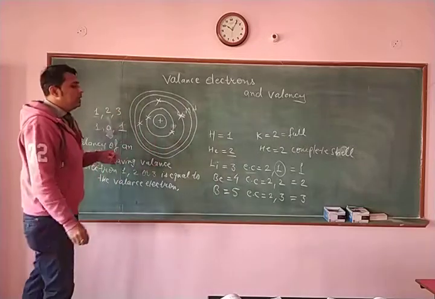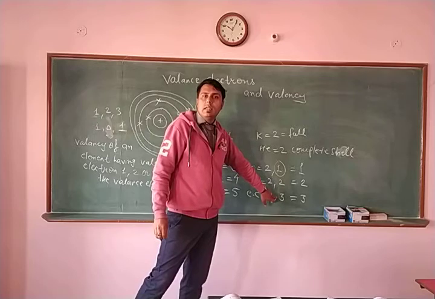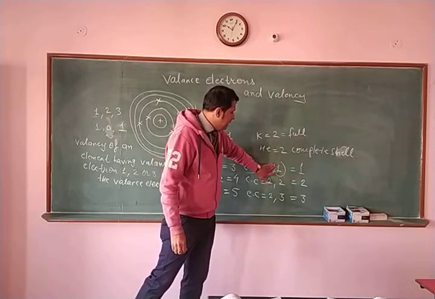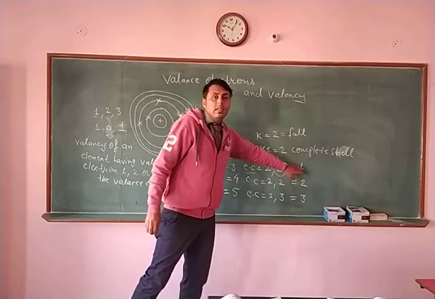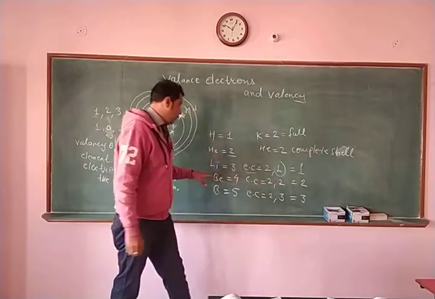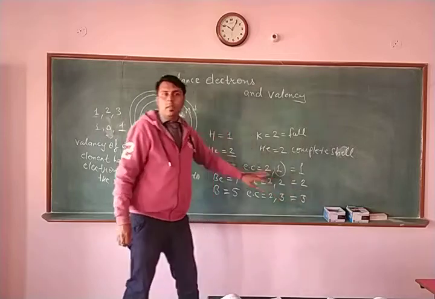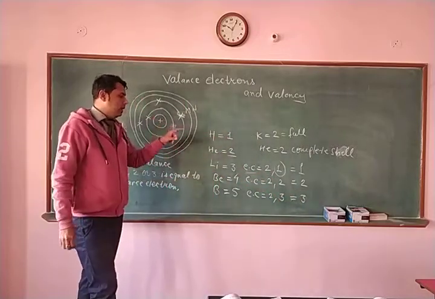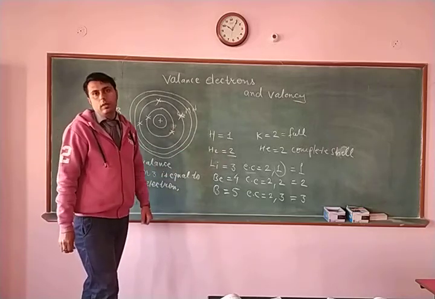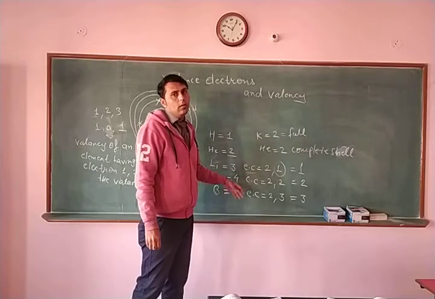For 1, 2 and 3, the elements having 1, 2 and 3 valence electrons: how are we calculating that? The number of valence electrons is equal to the valency of that element. So for lithium the valency is 1, for beryllium it is 2, and for boron it is 3. So just try to learn the electronic configuration of an element.